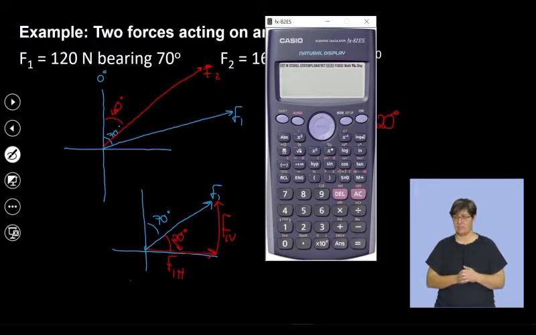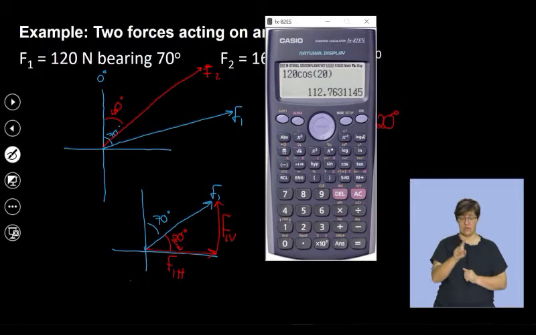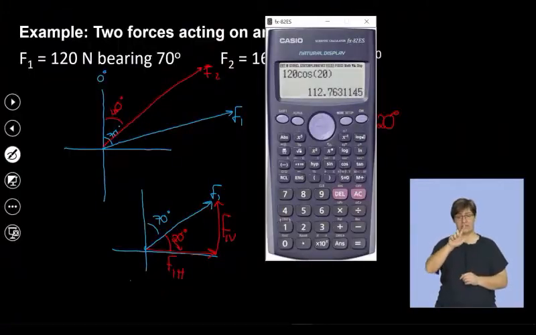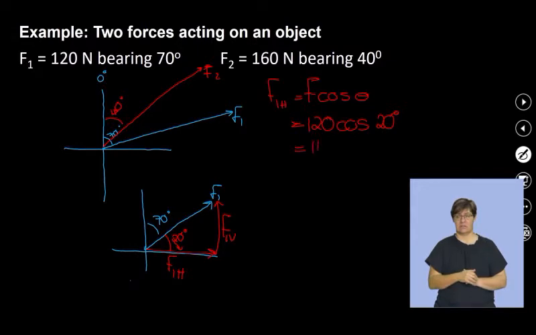Okay, so remember, we're doing 120 times cos, and our angle was 20 degrees. Don't forget to close your bracket. And we get 112,76. Your instructions in any exam round off to at least 2 decimal places. You can use more, but 2 is fine. So it's 112,76, okay? So now I'm going to put it here. 112,76 newtons.